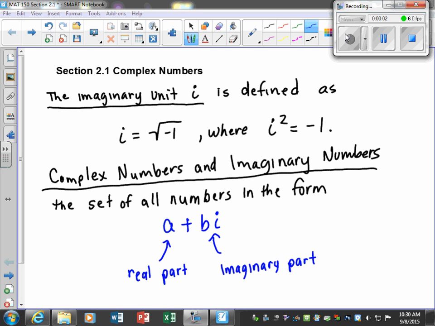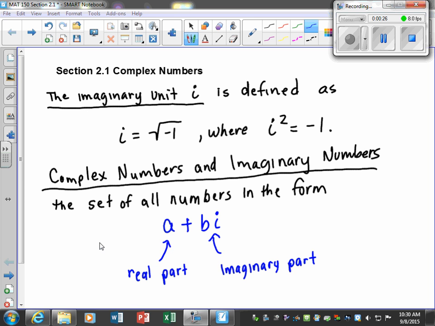Alright, in the first part of this lesson, we're going to just talk about some terminology, and the first one is going to be the imaginary unit i, which is defined as i equals the square root of -1, where i squared equals -1. And you can see that if you square this and square this, you'll get this value. So we're going to use those throughout the lesson.